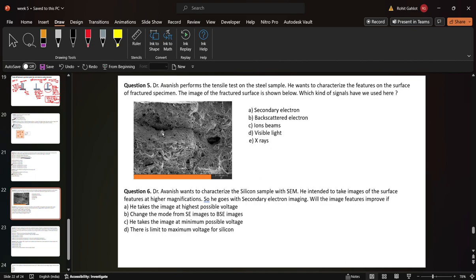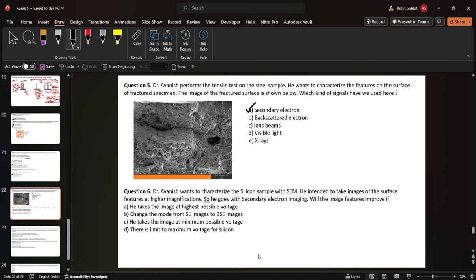Next, this image is taken from the video which I showed you, the fracture image. Whenever you study the fracture image, we go for the SE, because generally we go for the secondary electron since we don't want to see contrast here. We want to see how the material failed and the topographical changes. So we will go for the secondary electron.